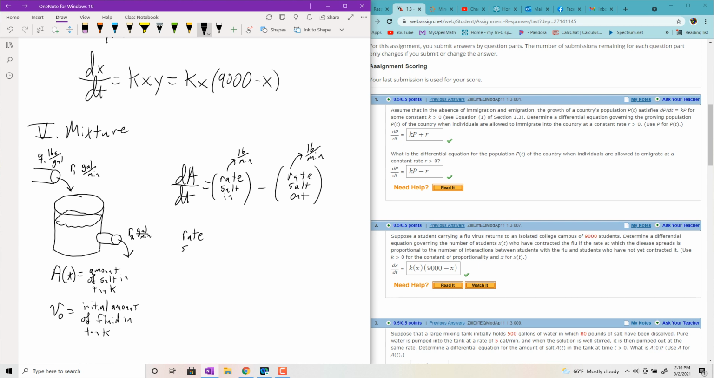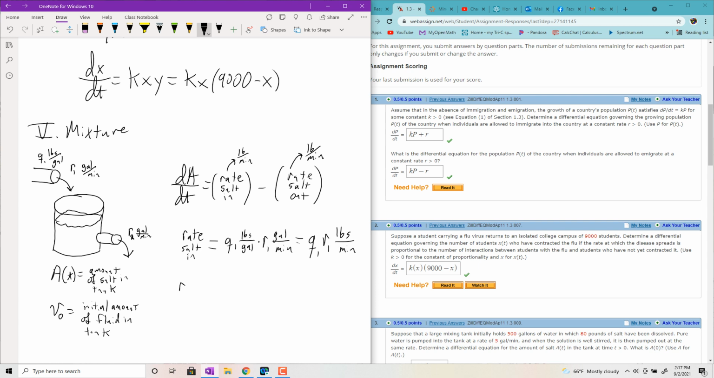So the rate of salt going in is going to be the product of Q1 and R1. You can see if you took the product of Q1 pounds per gallon and R1 gallons per minute, you end up with the appropriate units. The rate of salt in is Q1 R1 pounds per minute. Okay. So usually that's pretty easy.